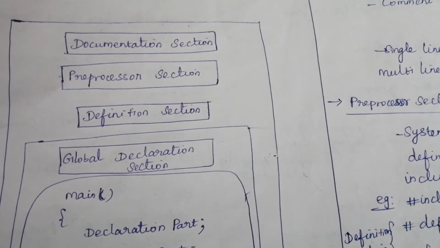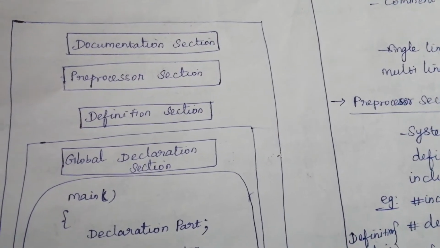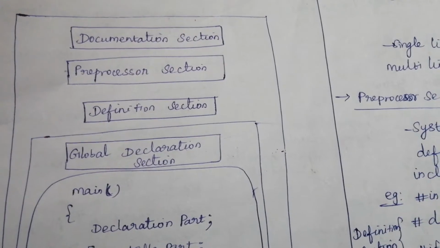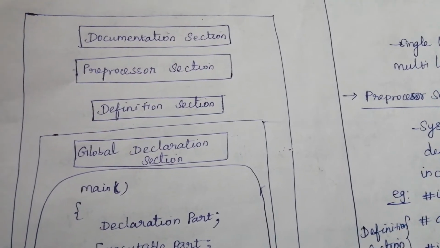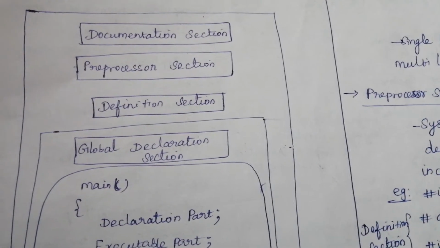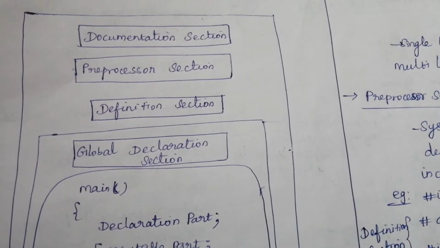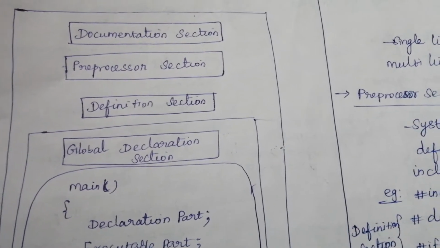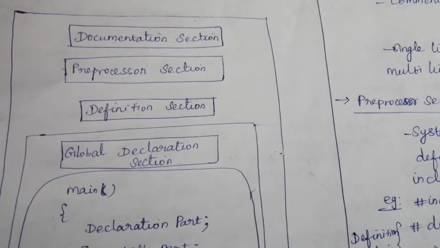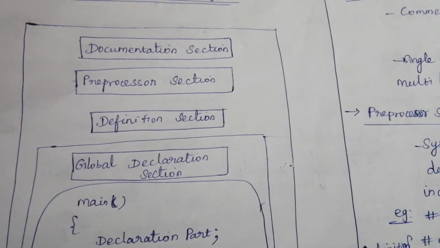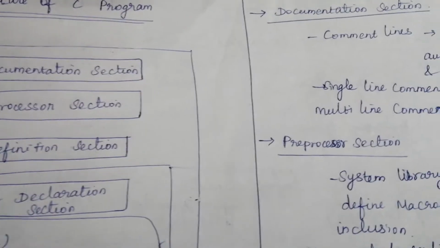With the help of comment lines, a third party or another programmer can understand what we have written, that is, the logic of the program as well as the program features. So this is about the documentation section. Normally the comment lines are represented in two ways: a single line comment as well as a multi-line comment.